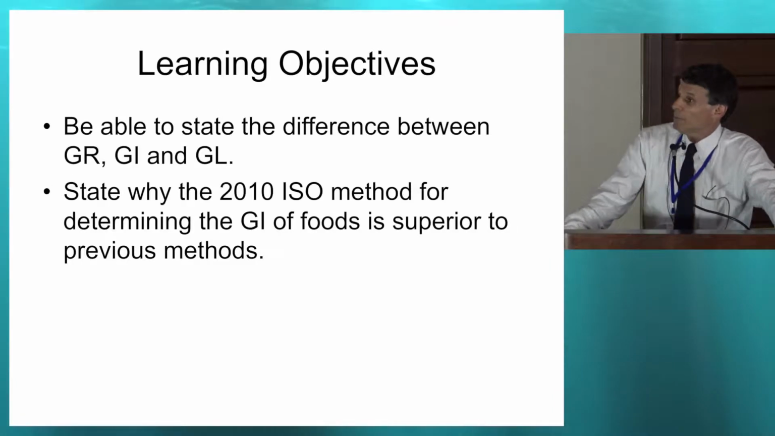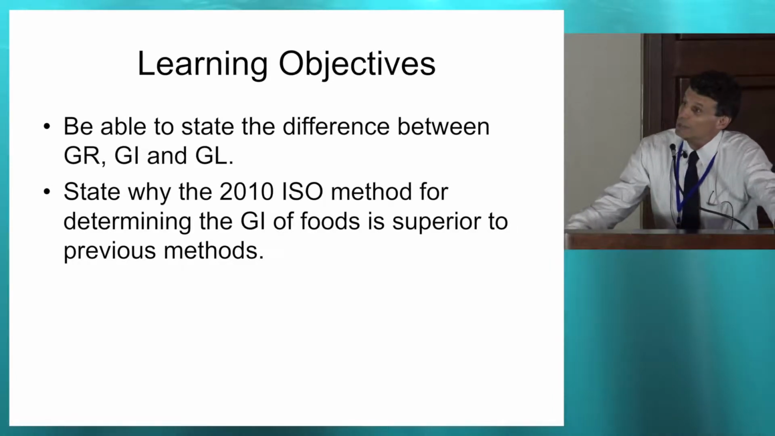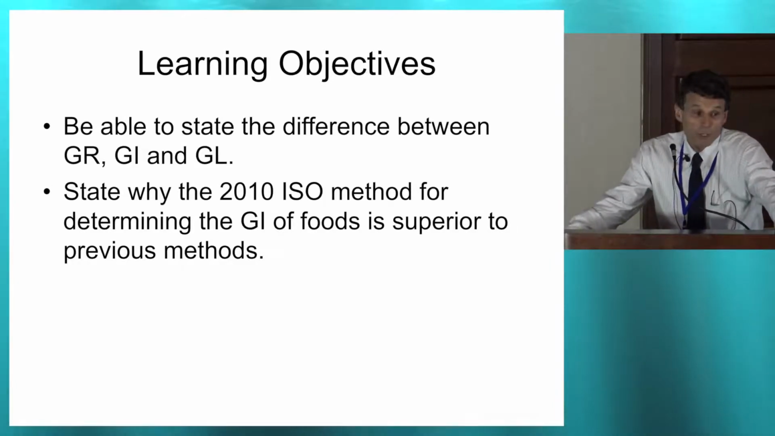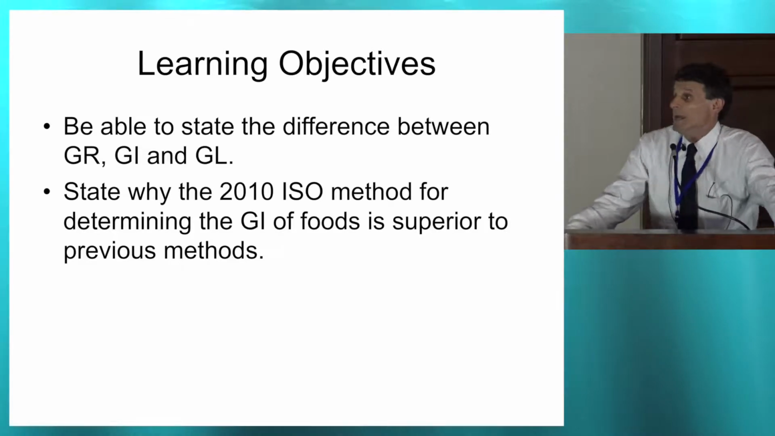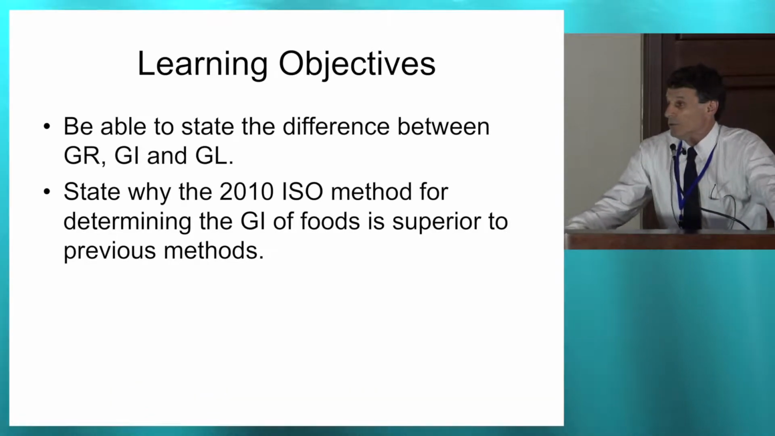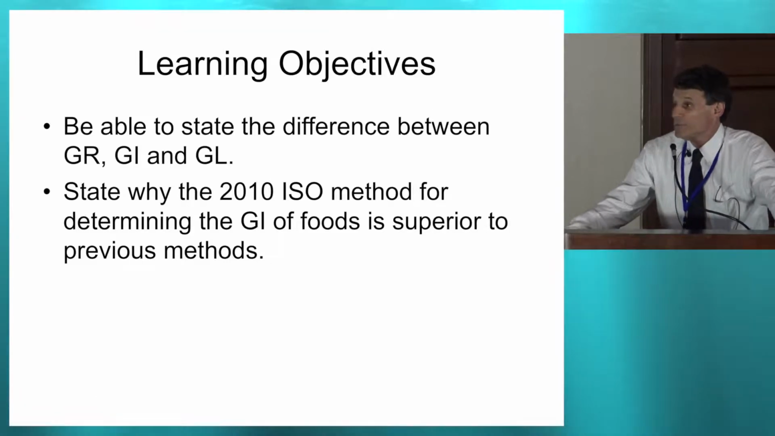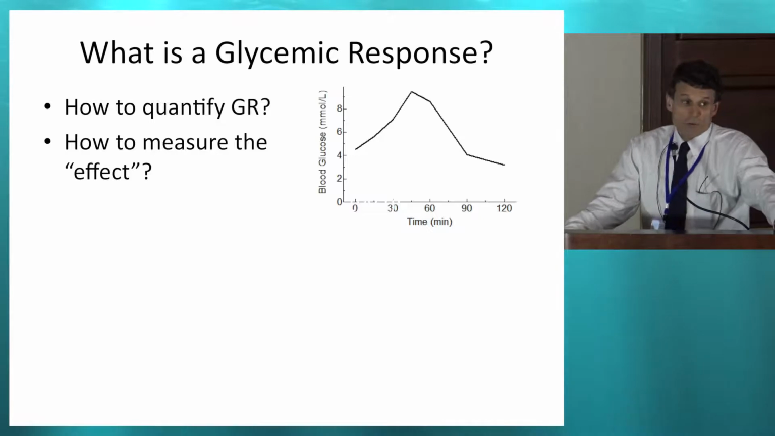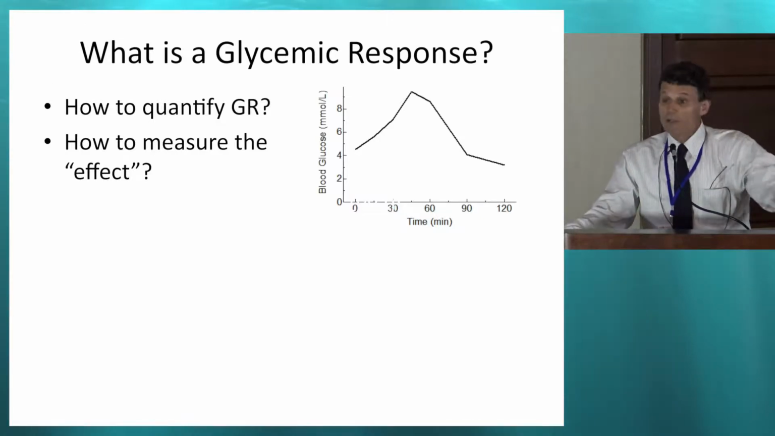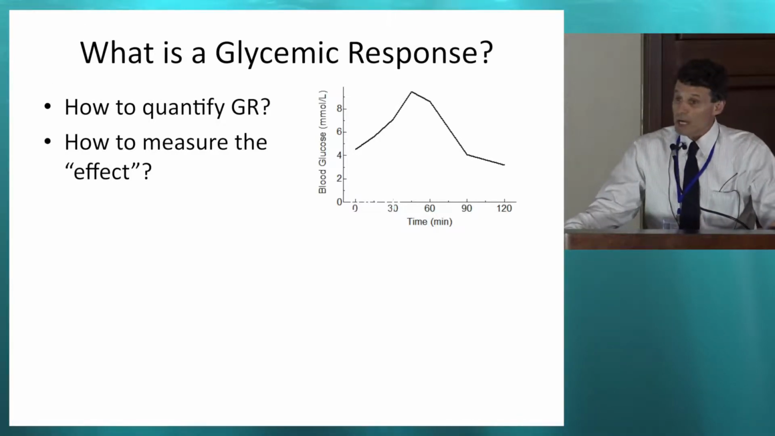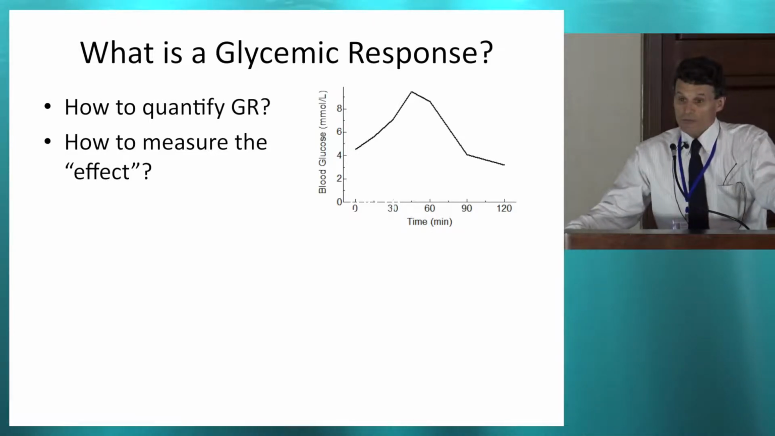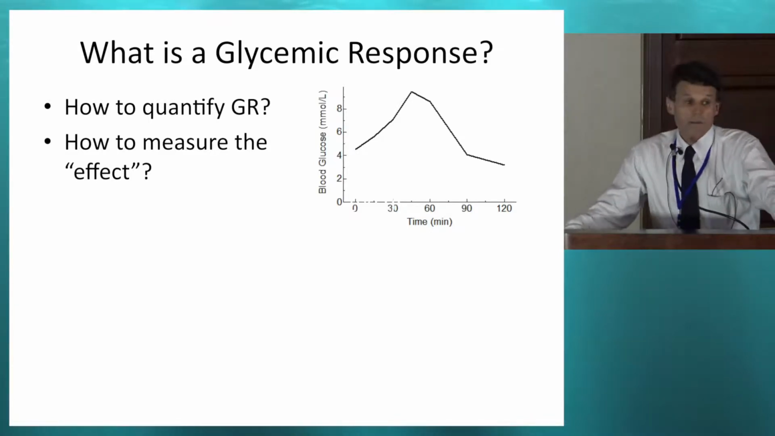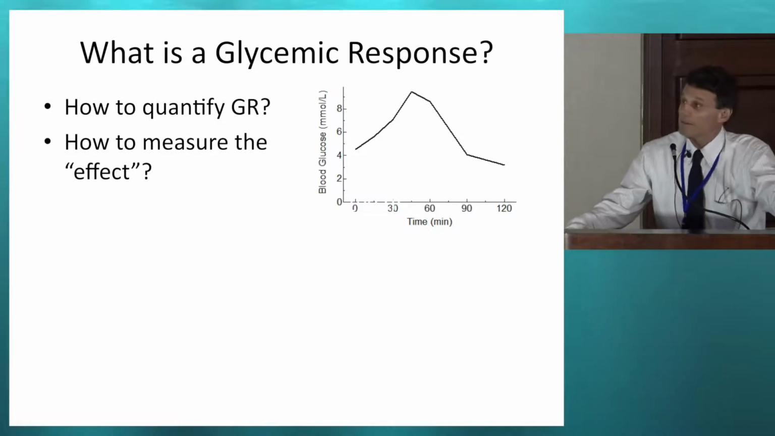So what I hope we'll be able to do today, and my learning objectives, are for you to be able to state the difference between glycemic response, glycemic index, and glycemic load, and to state why the 210 ISO method for determining the GI of foods is superior to previous methods. So we have this question about what is a glycemic response. There's interest in the regulatory bodies. Companies want to make foods with low glycemic responses. So how do we measure that? And how do we compare things? How do we determine the effect?